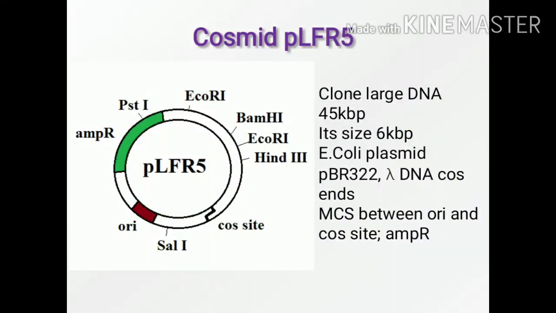The figure shows cosmid pLFR5. It is used to clone large DNA of 45 kilobase pair size. The size of this cosmid is only 6 kilobase pair. It is made of E. coli plasmid pBR322 and cos ends from lambda DNA, and a multiple cloning site is present between the origin and the cos site, and it also has the selectable marker gene, ampicillin resistance gene.